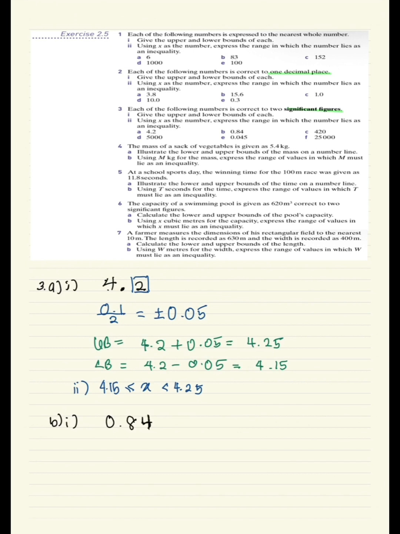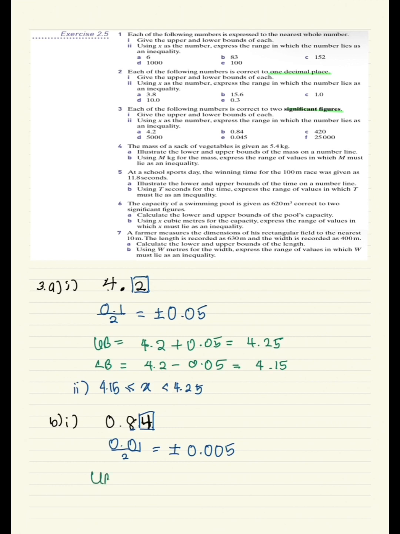0.84. So this is your first significant figure and this is your second significant figure. It is at the hundredths place. So I'm going to take 0.01 and divide it by 2, which would give me 0.005. I will plus and minus 0.005 to get the upper and lower bounds respectively.